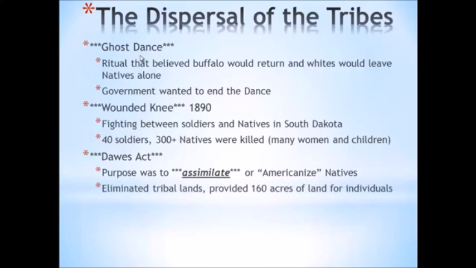And the government did so by eliminating tribal land and provided 160 acres of land for individuals. So it's collectively removing Native Americans and breaking from this land and breaking it up and giving it to individuals. And some Native American children were even sent to boarding school to help, quote unquote, become American. And the goal of this was also to promote Christianity and change the religion of Native Americans.